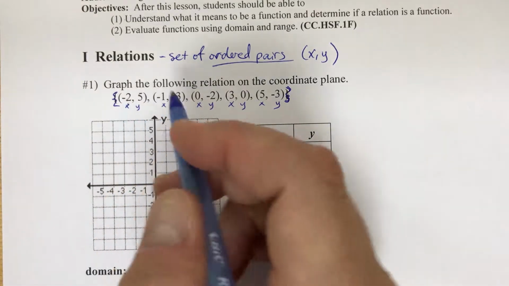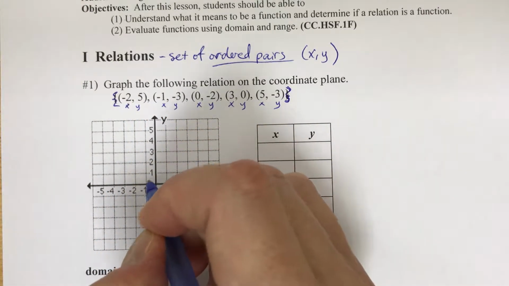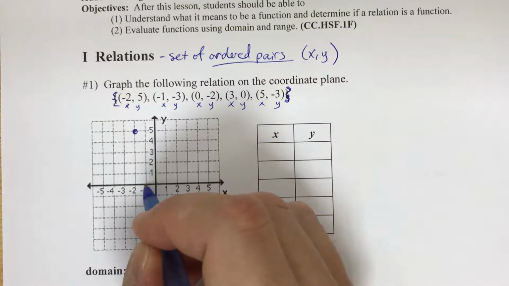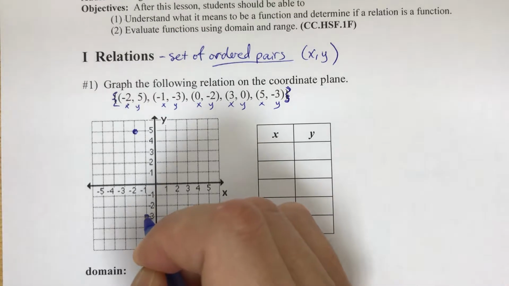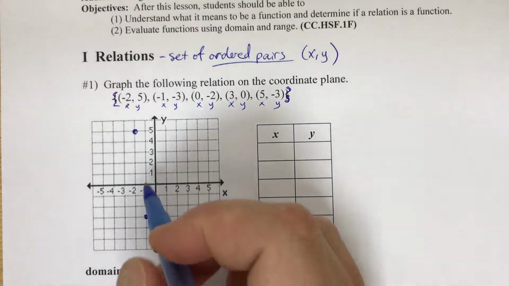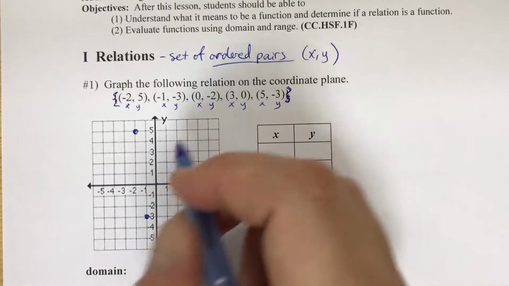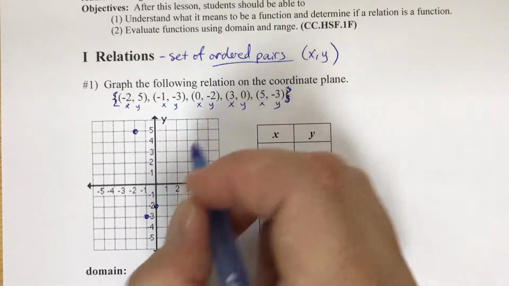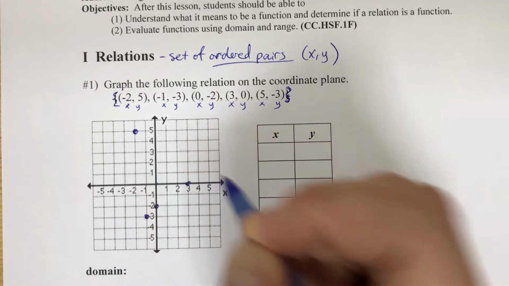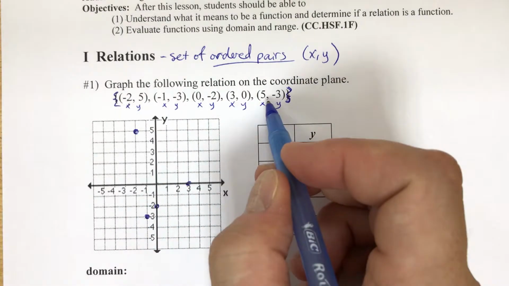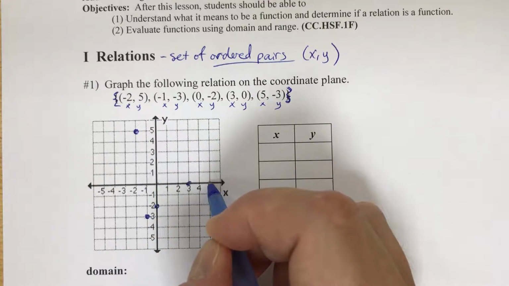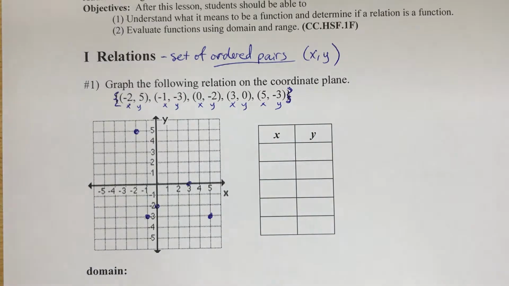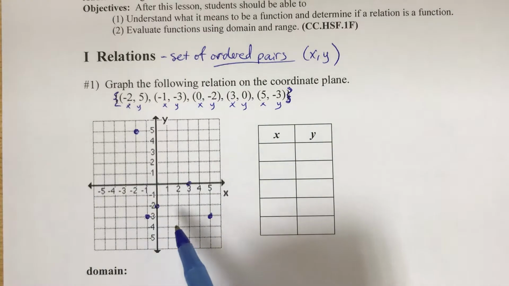So negative 2, 5: we go from 0, 0, left 2, up 5. Negative 1, negative 3 is left 1, down 3, and that's in the third quadrant. That's the second quadrant. 0, negative 2 is going to be on the y-axis. 3, 0, x is 3, y is 0, is on the x-axis. And 5 comma negative 3 is right 5, and for y, negative 3 is down. And those are the points. Okay, so we can graph a relation.